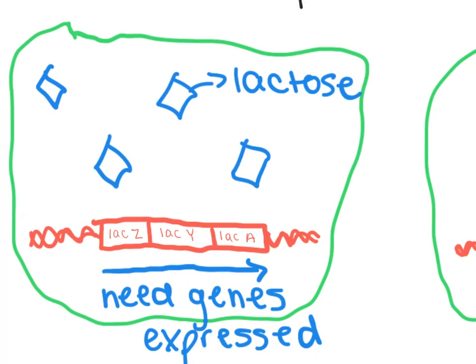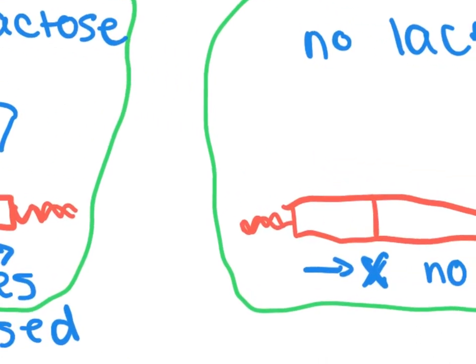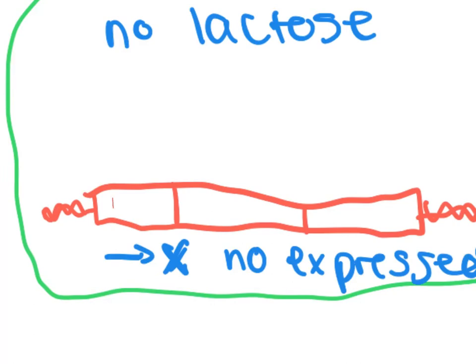We don't need to worry about what exactly they code for, like what proteins they produce and how that breaks down lactose. We just need to know that Lac Z, Lac Y, and Lac A are the genes that need to be expressed in order to break down lactose in this cell. So we're going to do the same thing here.